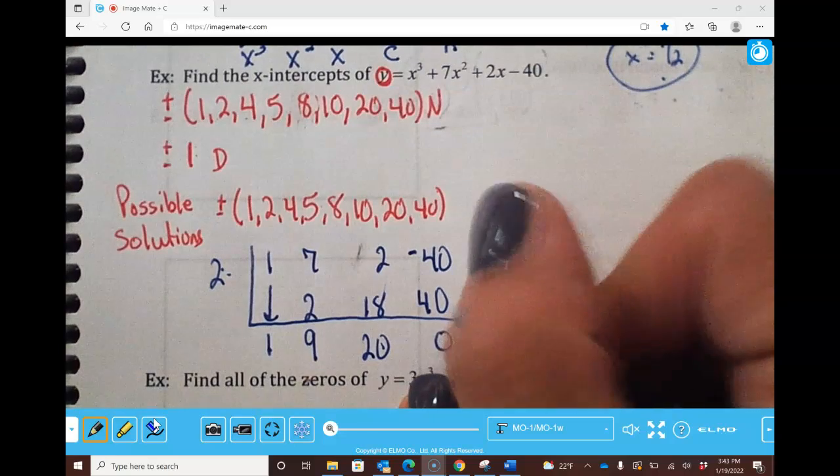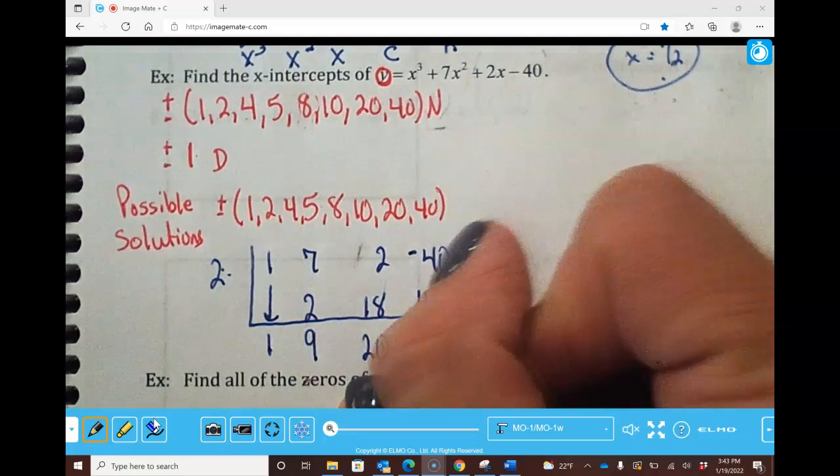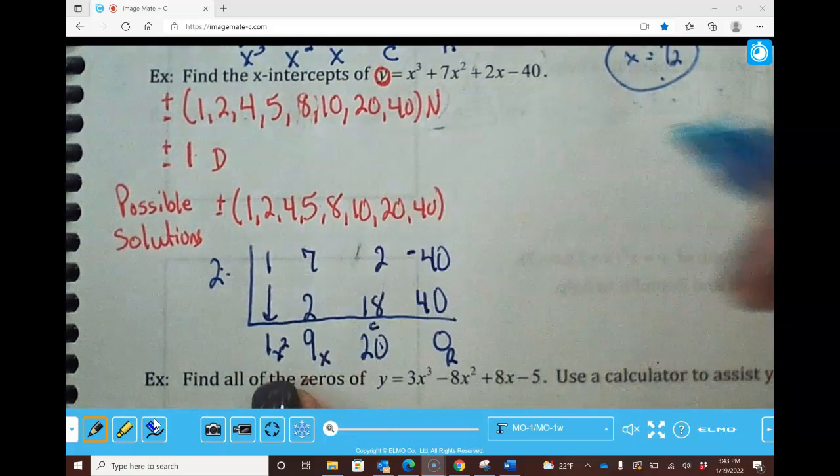And remember, this is the remainder. Don't care about that. The remainder says this is working. This is my constant. This is my x. And this is my x squared. So I'm going to come over here.